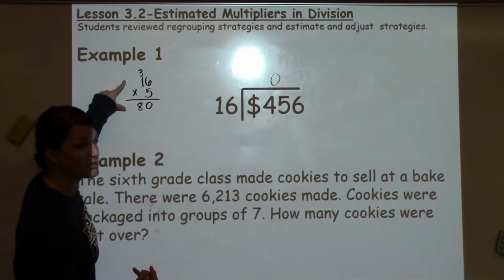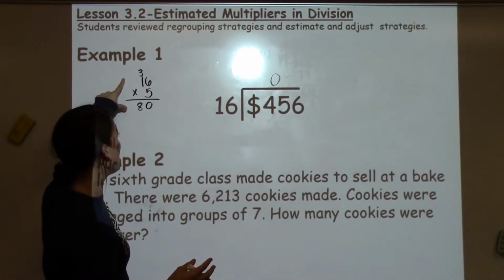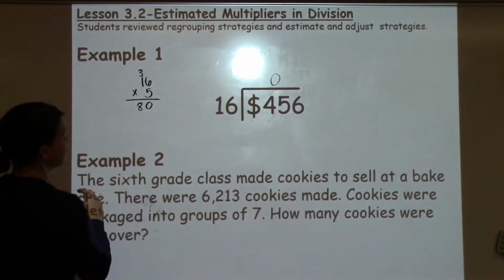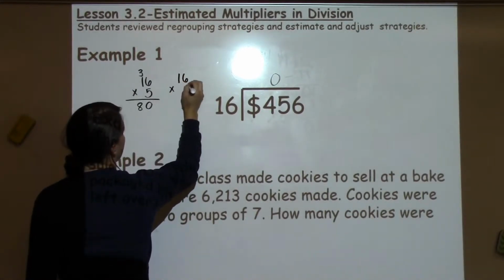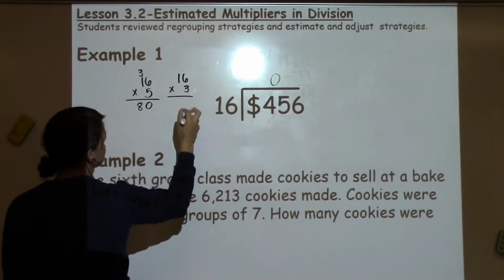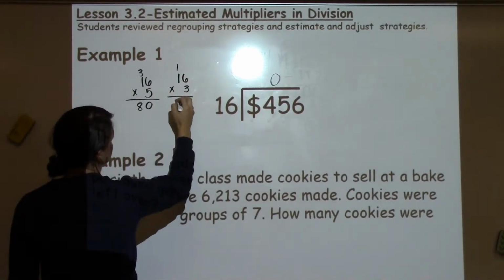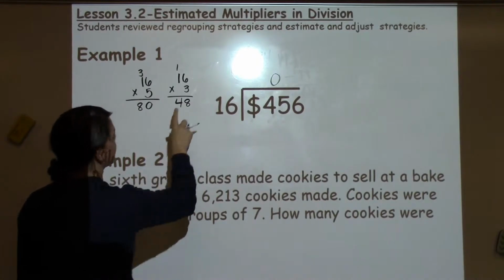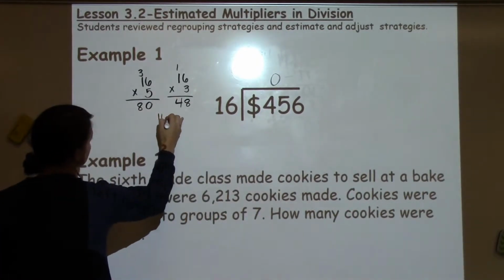Now, another thing you want to encourage your students to do is to leave any multiplication that they do on their paper, because they might reference that problem later on. So I know I'm going to go down. I'm going to try 3. 3 times 6 is 18. I carry my 1. 3 times 1 is 3, plus 1 is 4. Oh, and I'm so close, but still too big. So I need to go down again.